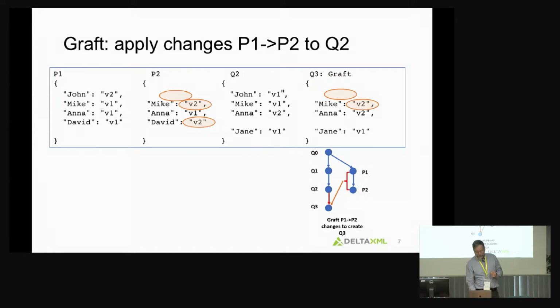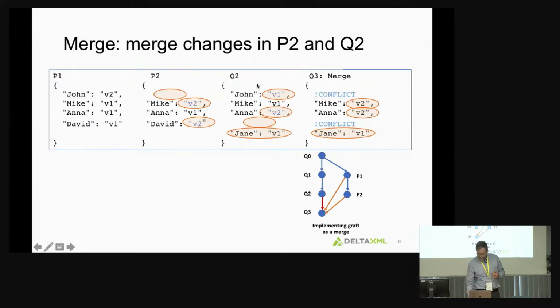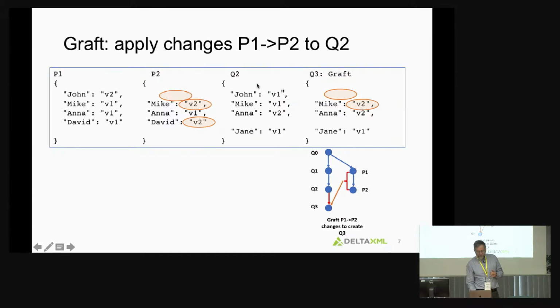So we've got P1 and P2, and we've got Q2. We're trying to merge or graft the changes between P1 and P2 into Q2. So these are the changes here highlighted in P2. John has been deleted. Mike has had a version update. There may be a lot of data associated with Mike, but we've just shown it here as a V1 and V2 just to illustrate a change. And similarly, David has been updated.